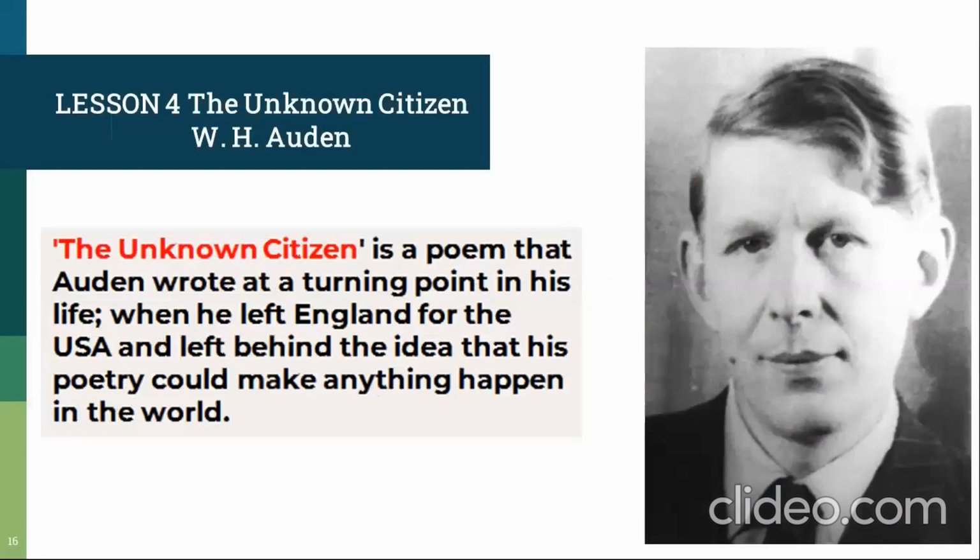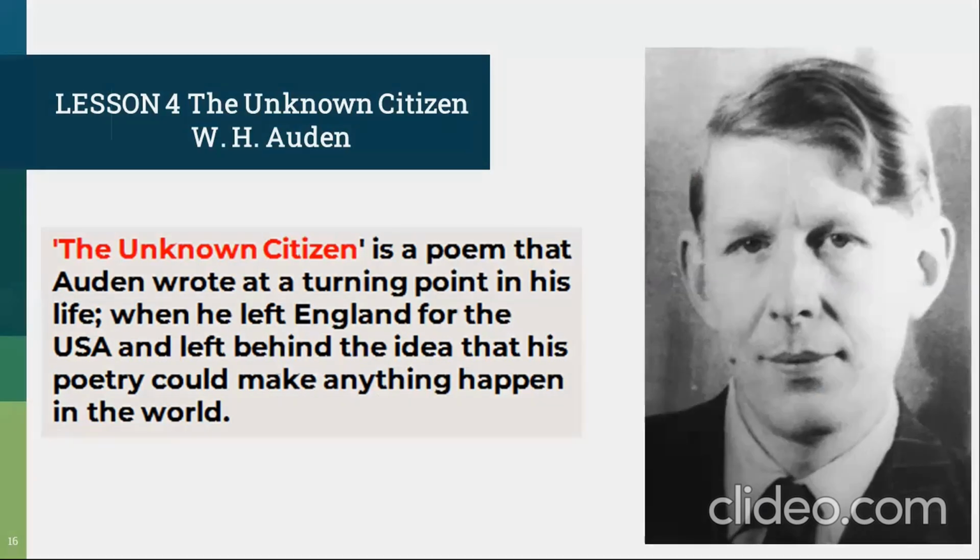Now, lesson number 4, The Unknown Citizen. The Unknown Citizen is a poem by a British American poet named W.H. Auden. It is a poem that Auden wrote at a turning point in his life, when he left England for the USA and left behind the idea that his poetry could make anything happen in the world.